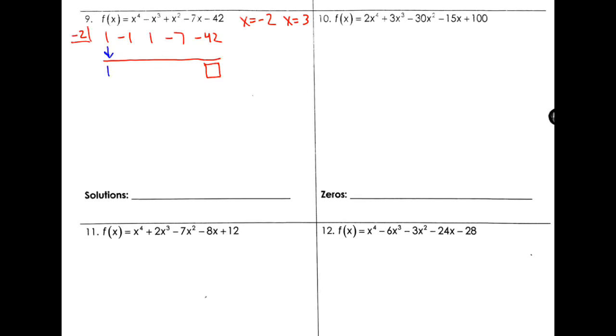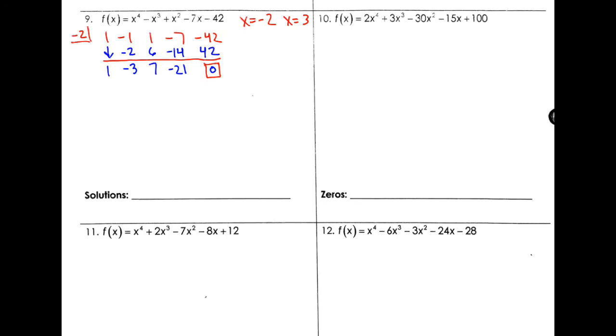1 slides down. That 1 times a negative 2 is a negative 2. Combine those together, the negative 1 and the negative 2, and that is a negative 3. Multiply negative 3 times that negative 2. It's a 6. Combine, that's a 7. Multiply the 7 by the negative 2, and that's a negative 14. Combine those two up top, and it's a negative 21. Negative 21 times the negative 2 is a positive 42 with a remainder of 0. Okay, so that was our negative 2.